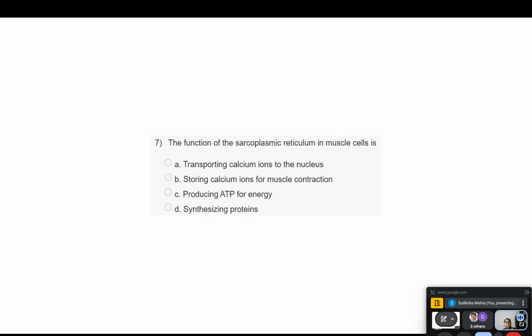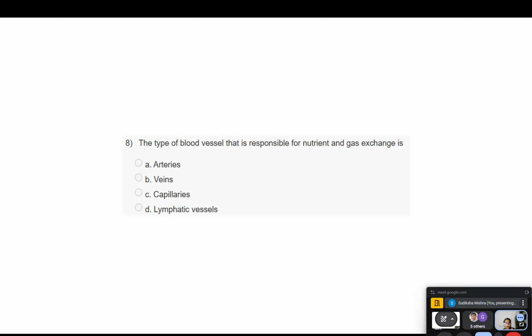The function of the sarcoplasmic reticulum in muscle cells is transporting calcium ions to the nucleus, storing calcium ions for muscle contraction, producing ATP for energy, or synthesizing proteins. The answer is B, storing calcium ions for muscle contraction.